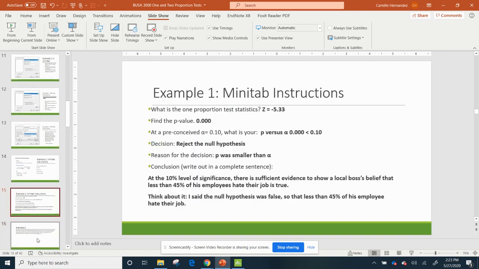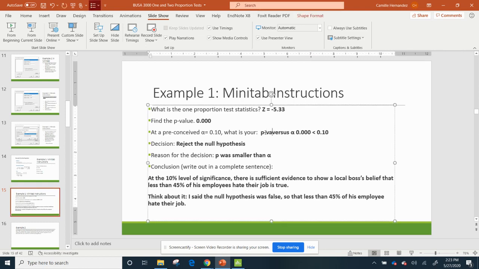All right, so let's conclude it. I got my test statistic, which is negative 5.33. I got my p-value, which is 0. When I look at my alpha and my p-value, I get 0.00 is less than 0.10. Let me be very specific about this: this is my p-value, so that's what I'm comparing. Since my p-value is less than my alpha, I reject the null. My p-value was smaller than my level of significance. We did this before with the one mean and the two mean test.